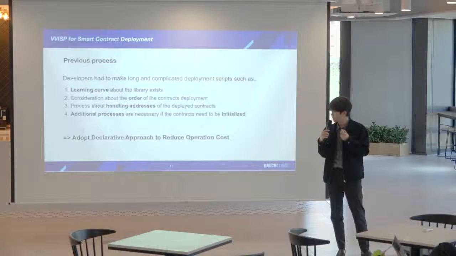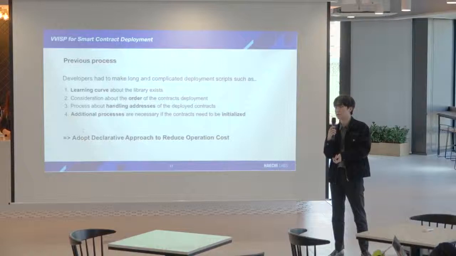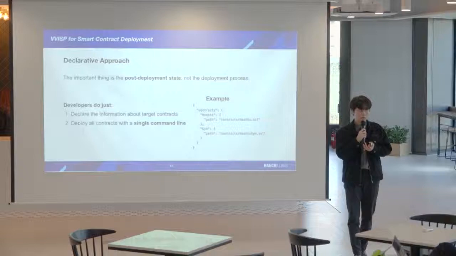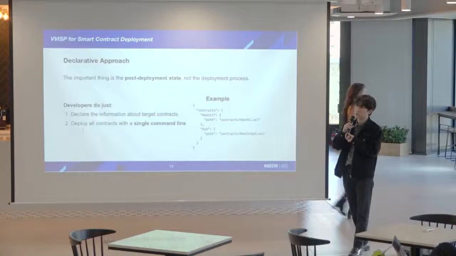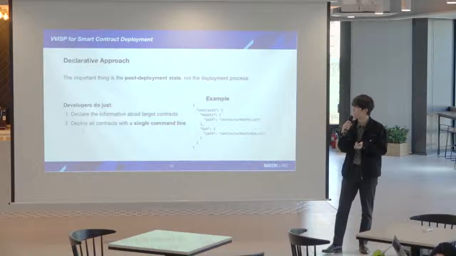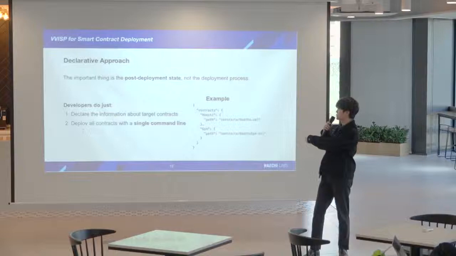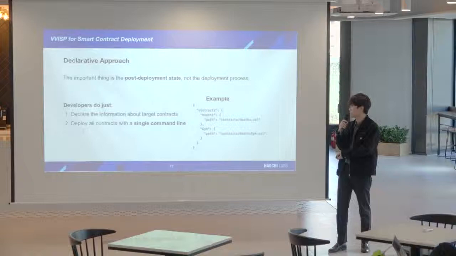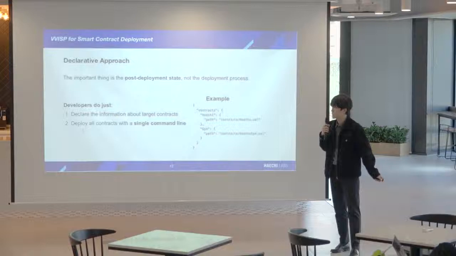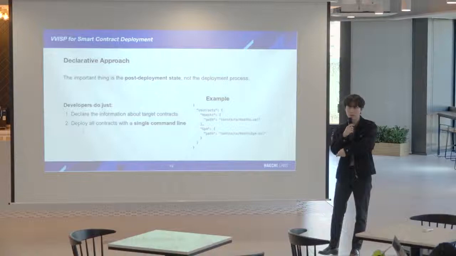In VVISP, we adopt a declarative approach to simplify these kinds of things. On the deployment side, the important things are the targets to deploy and the relations between the contracts, not the deployment process. So developers just declare the information about the target contracts as a JSON file like this example file. This example file says that we are going to deploy Haechi.seoul and Haechi.jim.seoul contracts. Then, utilizing VVISP, they can deploy all the contracts in the JSON file with a single command line.